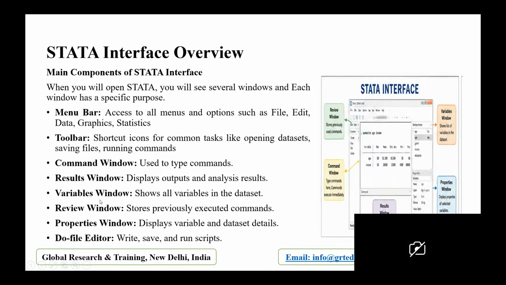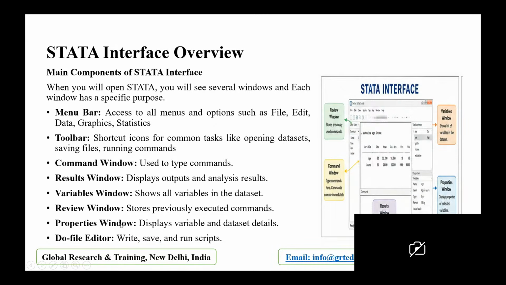Now we will discuss the variables window. In this section you will get all the information related to variables, meaning the variable names and labels of the variables. The next one is the review window. Whatever command you give in Stata, Stata will store all the commands in the history window. It is also known as the history window, or the review window.